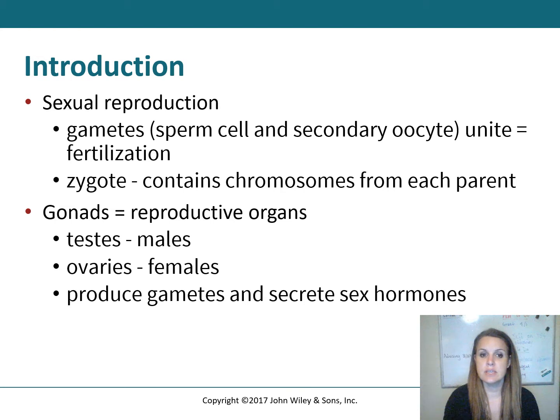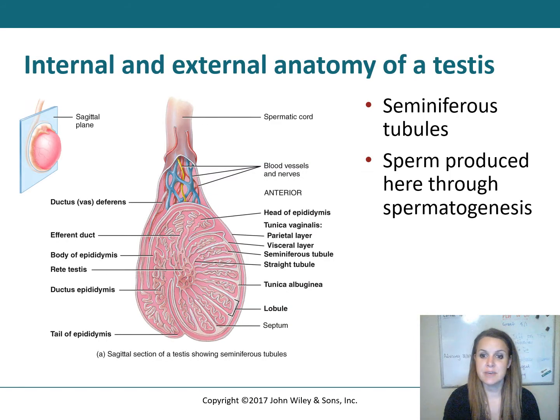And then you have these reproductive organs called gonads. And the gonads in males are the testes, and in females, they're the ovaries. And these are the ones that produce the gametes, and they also secrete sex hormones. So let's begin by talking about the male gonads, the testes.